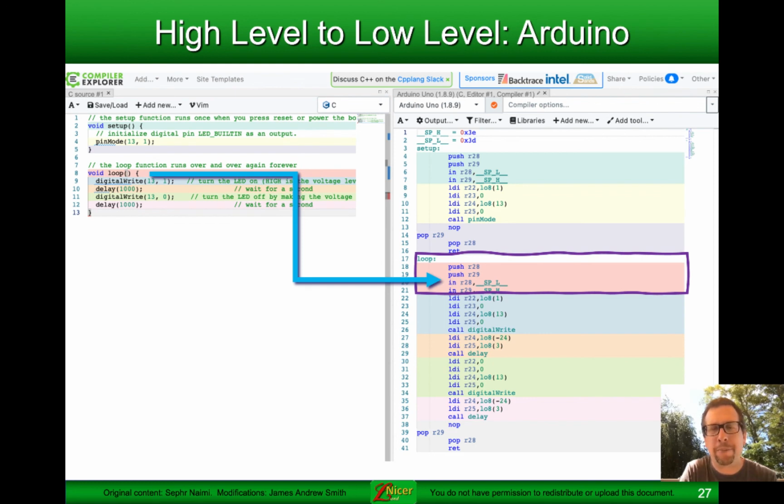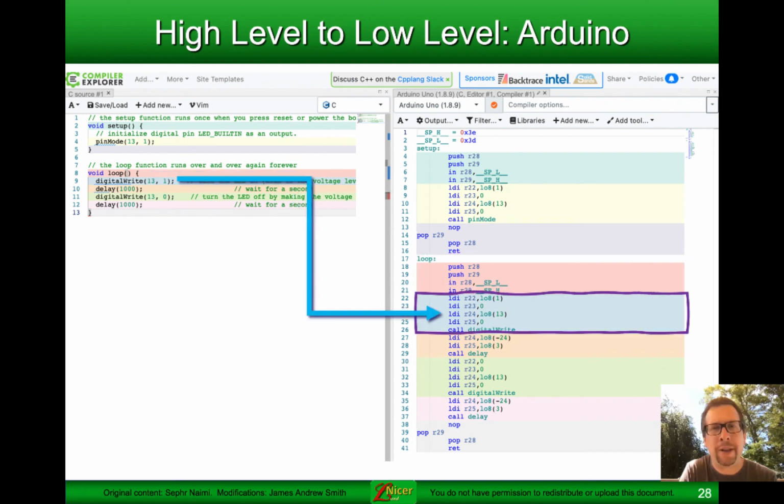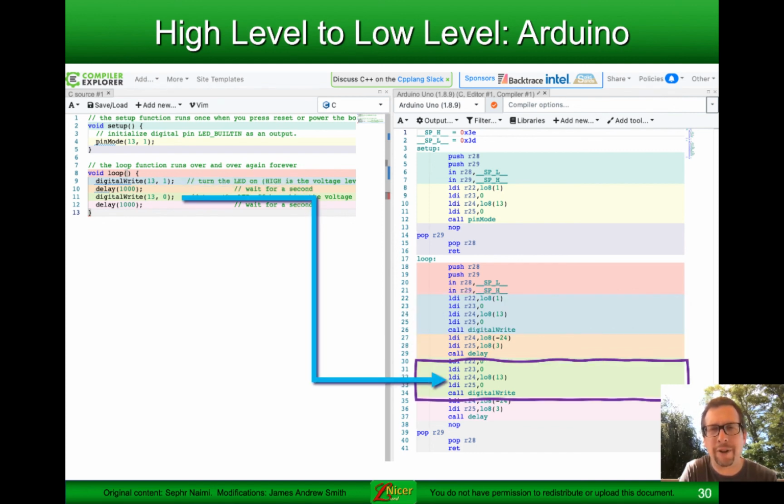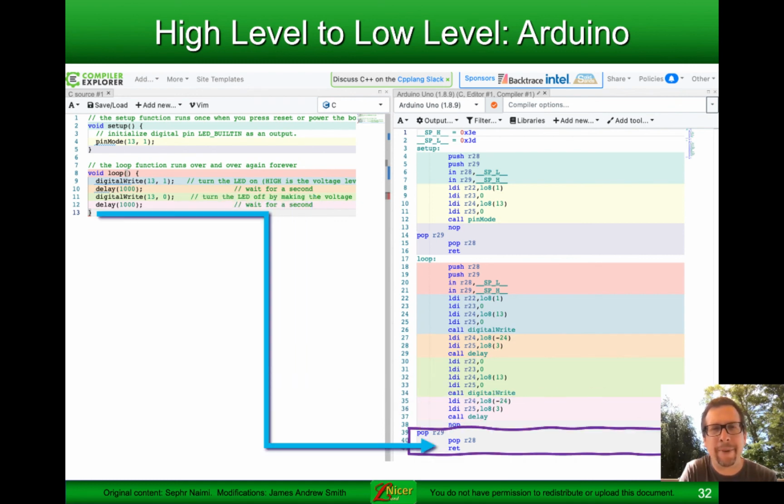All right, so then we have the prologue of that function, the two pushes and the two ins, then the call to the digital write function after a number of load immediates, LDIs, then your delay, which is another call to the delay function, then the call to the digital write function, then the delay, and then the epilogue right there.